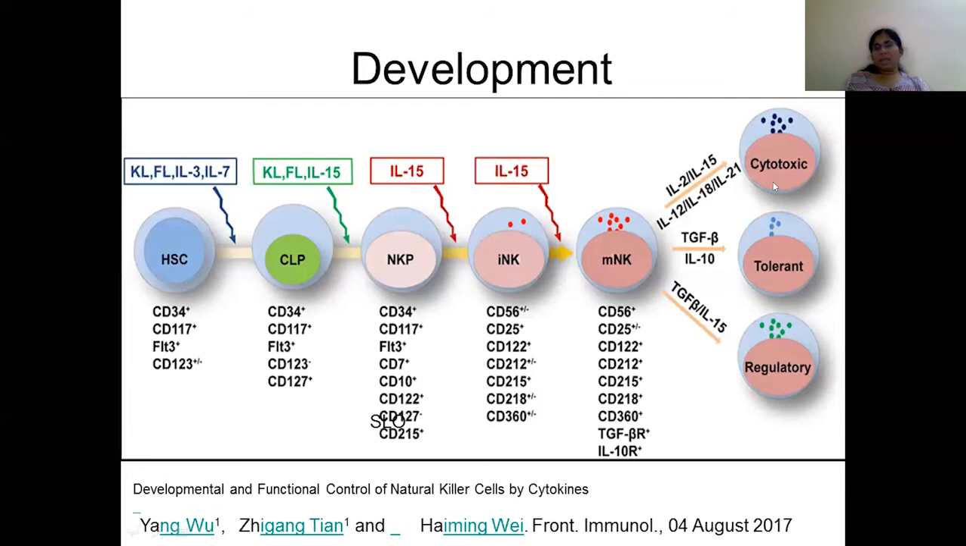Now, the classic NK cell phenotype is cytotoxic, and the cytotoxicity happens in the presence of interleukin 15, interleukin 2, and some more cytokines like interleukin 12, interleukin 18, and interleukin 21. So the cytotoxic NK cell is the main phenotype of NK cells. But just for people who are interested, nowadays you have some more concepts of NK cells, like tolerant NK cells, regulatory NK cells, and so on. But we will discuss only the classic phenotype, which is the cytotoxic NK cell.